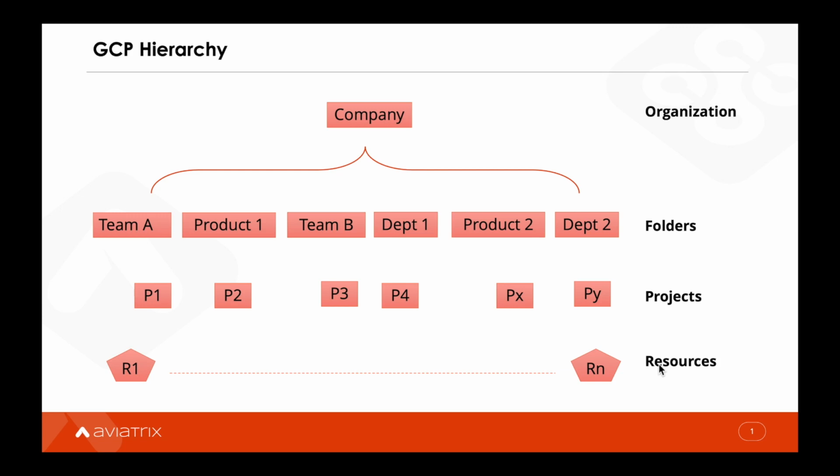So for example, team A might have project one. The product one team could have a project two or a project three as part of this folder structure. So this is your way of organizing your resources in a meaningful way. Now, if you look at top, this is where the organization is. This is where your company domain resides. And within the organization, obviously, you will have all the resources, different teams, and that's how you're going to deploy and consume your resources in GCP.